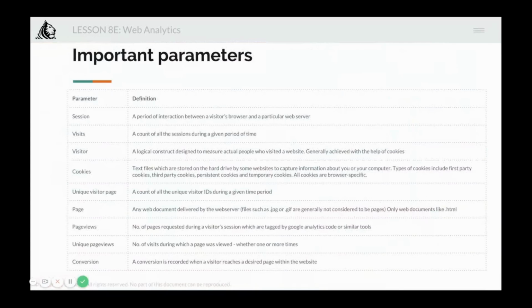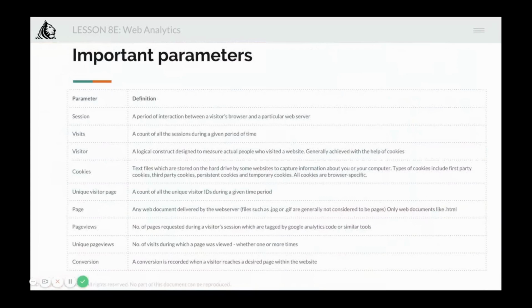It is generally achieved with the help of cookies. Okay, what are cookies? Think of cookies as text files which are stored on the hard drive by some websites to capture information about you or your computer. So your browser is actually storing cookies on your hard disk about your visit to a particular site. These cookies are typically first party cookies or third party cookies, and then there are persistent cookies and temporary cookies. But all cookies are browser specific. That is, if you have cookies stored by Chrome, they will not be read by Firefox. They are very browser specific.